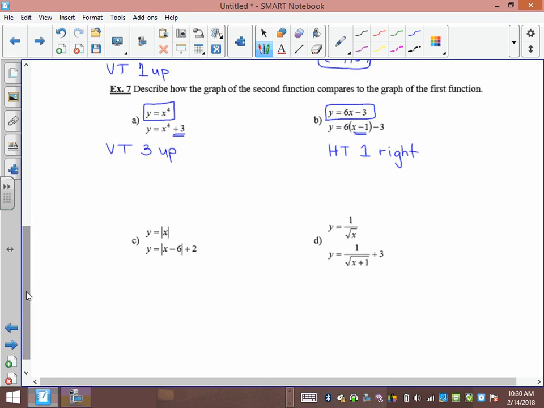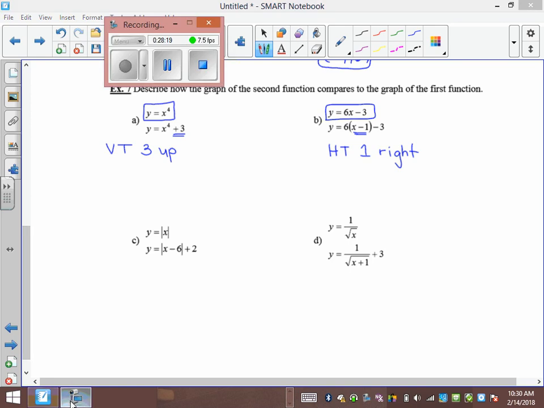You try C and D. This one, the original, was just y equals the absolute value of x. This is with the absolute value of x. The worst thing you can do is let the equation actually throw you off. Who cares what the equation looks like? If it's with the x and changed, it's a horizontal translation. If it's not, it's a vertical, for now anyways. So here we have a vertical translation to what? Up, and a horizontal translation 6 right.